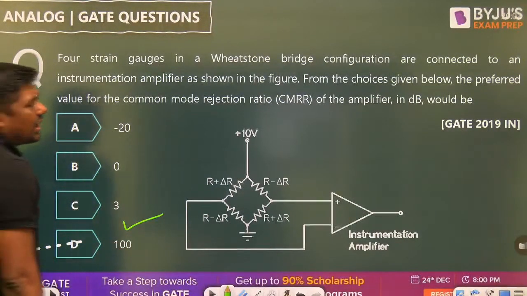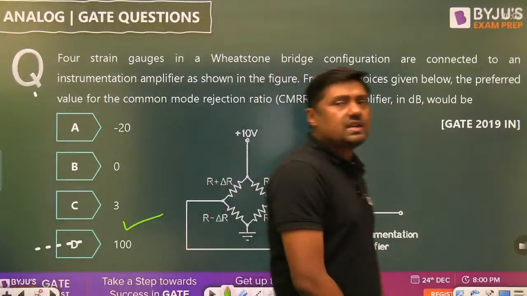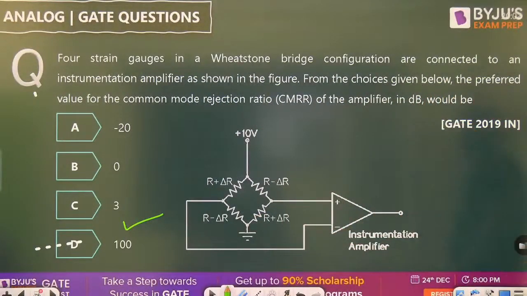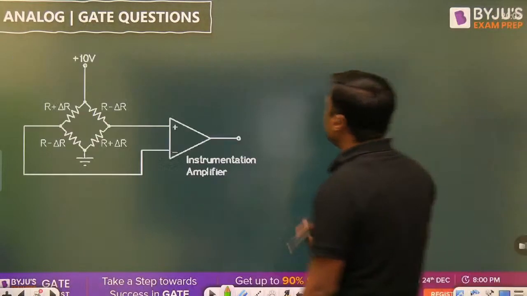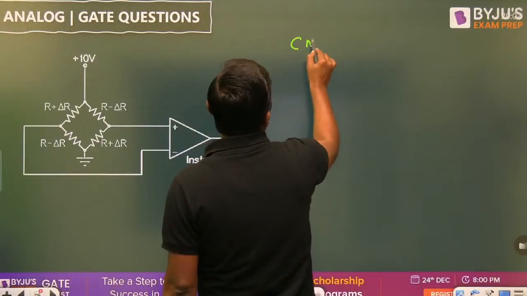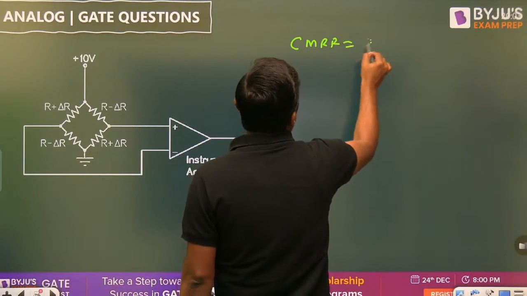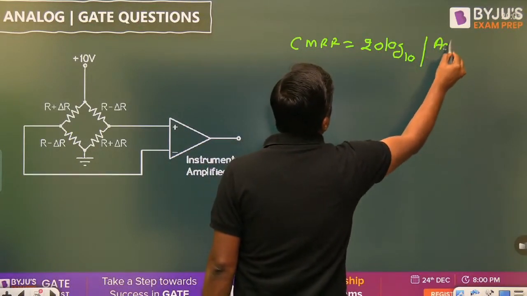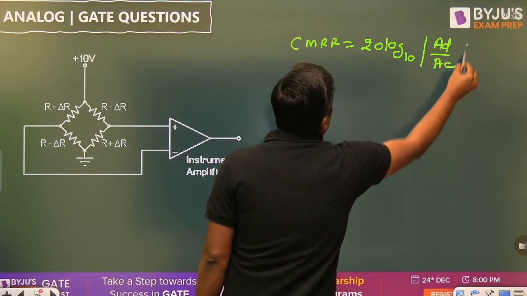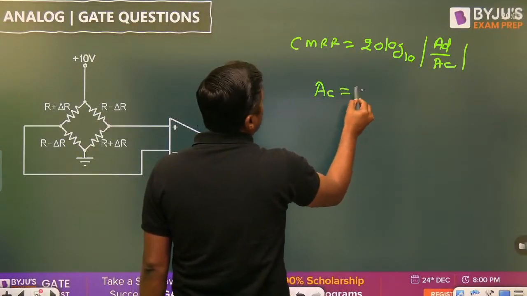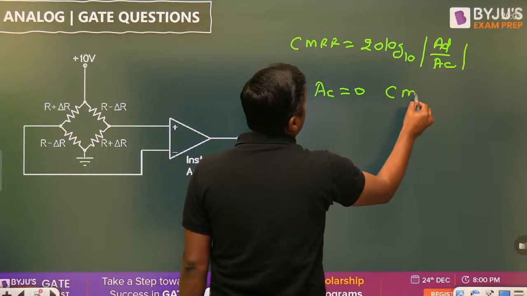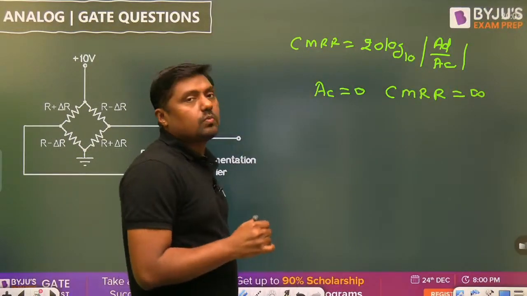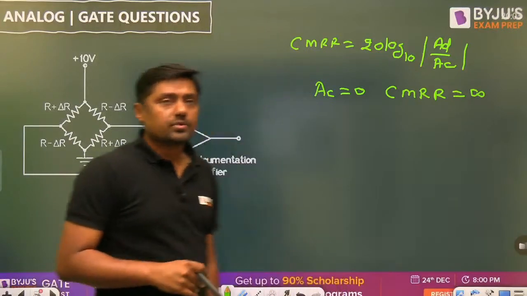1 mark question, ideal condition, as large as possible. 100 is the highest value. It is asked in dB. So remember, CMRR in dB is given by 20 log base 10 of the magnitude of AD by AC. Ideally AC should be equal to 0. So what is the CMRR? Infinite. It should be as large as possible. Okay, so D is the option.